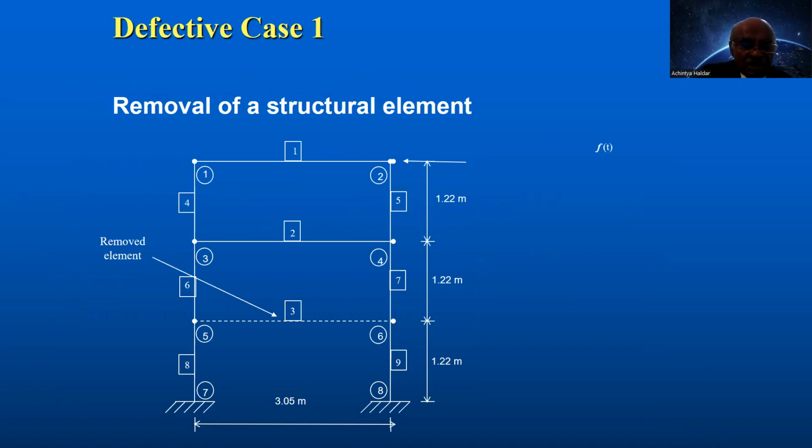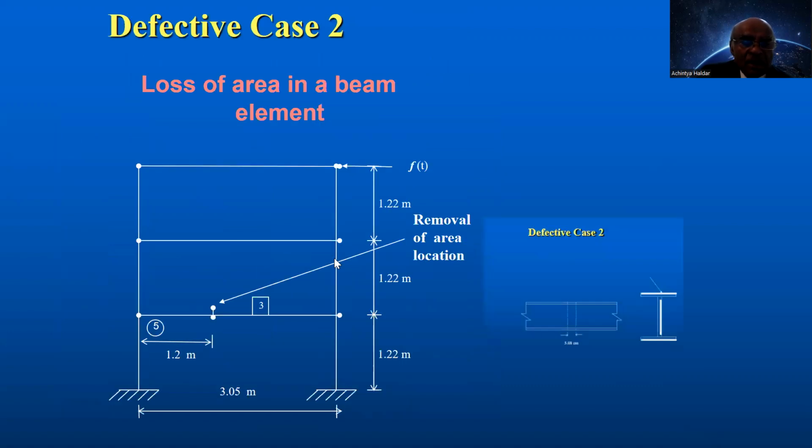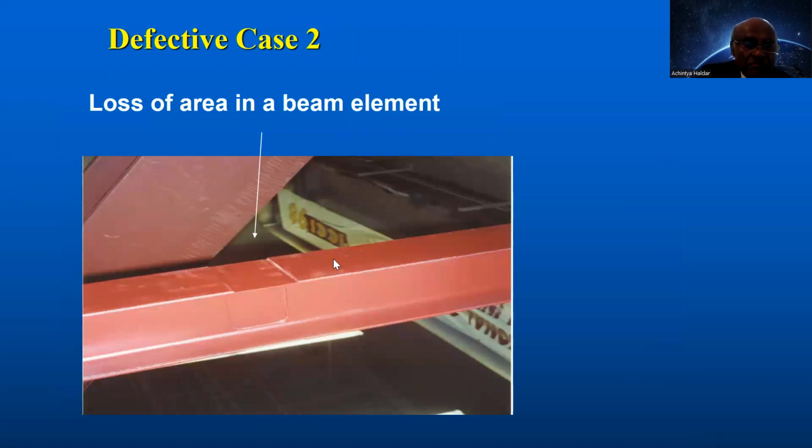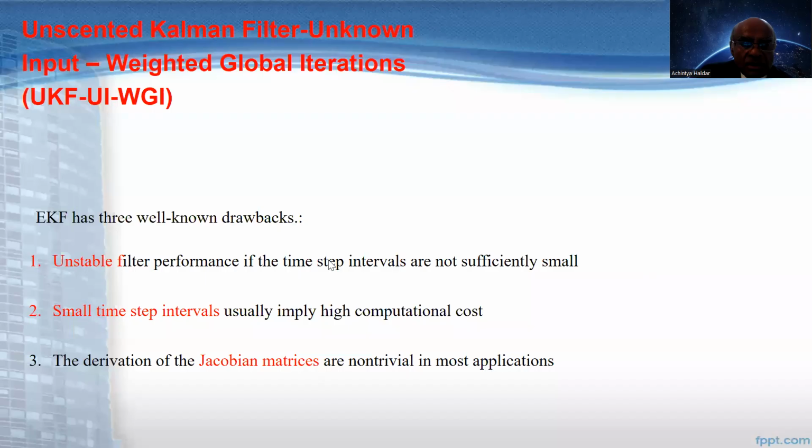I'll show you only the result for when we remove an element, number 3, and you will find our algorithm can identify the stiffness. The error is about minus 0.8. As you know, stiffness cannot be negative. It indicates the member is not there, and we identify it very accurately. Then we ground part of the beam. Then we had multiple cracks, then one crack, and in all cases, we identified the damage location.